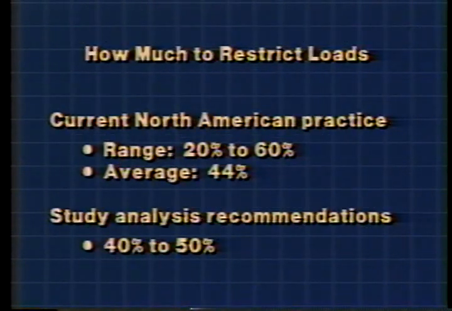When considering how much load to restrict, remember that North American practice and our study's analysis confirmed that if you need load restrictions, you should reduce the load on individual axles by about 40 to 50%. Again, if load restrictions are needed, a minimum of 20% is necessary, and load reductions greater than 60% are excessive.